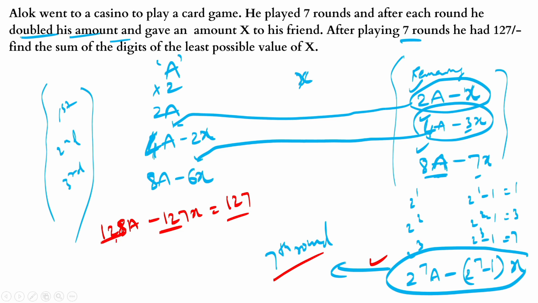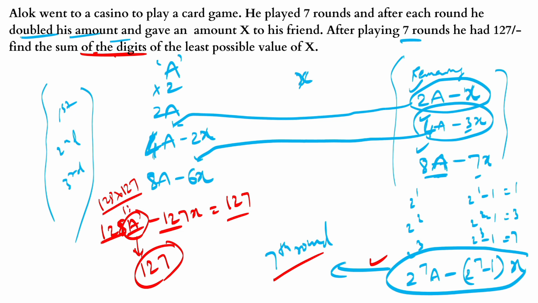128A must be divisible by 127. Because if we observe 127 and 128, these are co-primes. And A must be divisible by 127. Right? A must be divisible by 127. But we are asked to find out the sum of the digits. As we know, it has to be divisible by 127, so taking the least value, 128 into 127 by 127, this is divisible by 127, right?